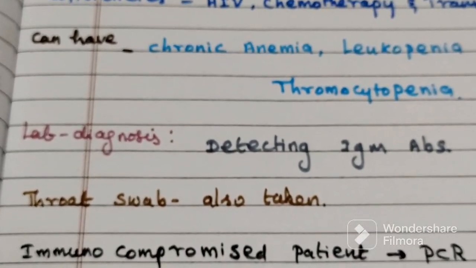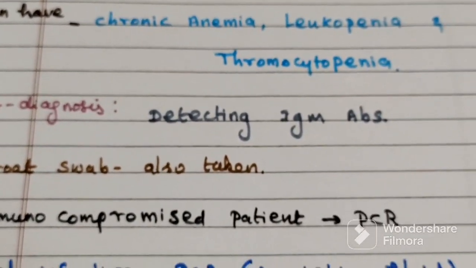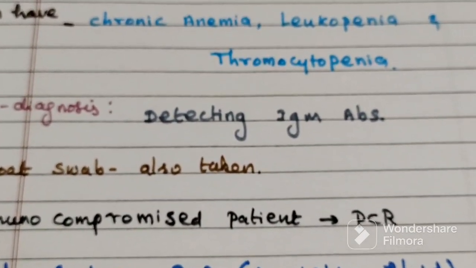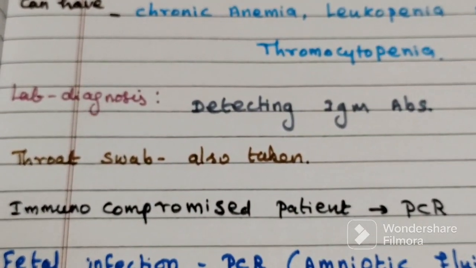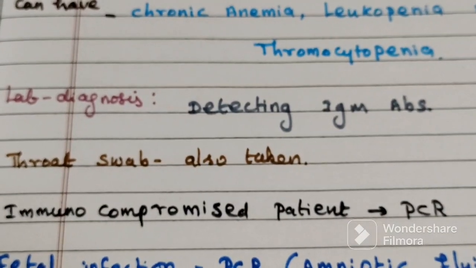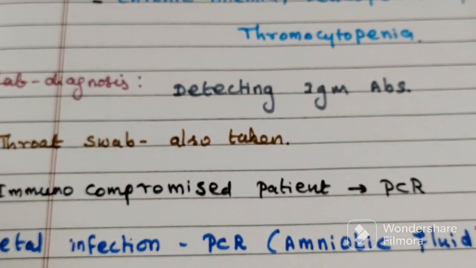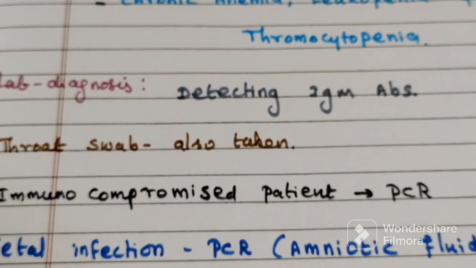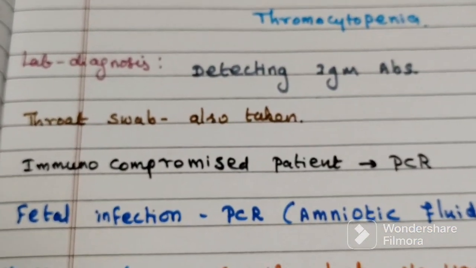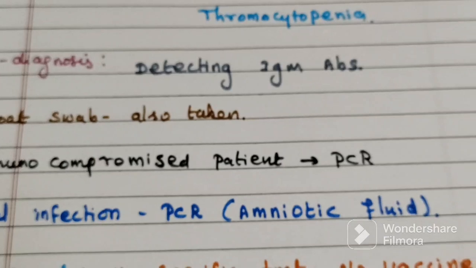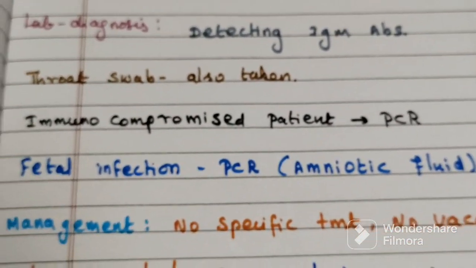Next, laboratory diagnosis. Fifth disease or aplastic anemia is usually diagnosed by detecting IgM antibodies. A throat swab can also be taken for isolation, but this is not usually done. In immunocompromised patients, PCR is done because antibodies may not be detectable. Fetal infection can be determined by PCR analysis of amniotic fluid.